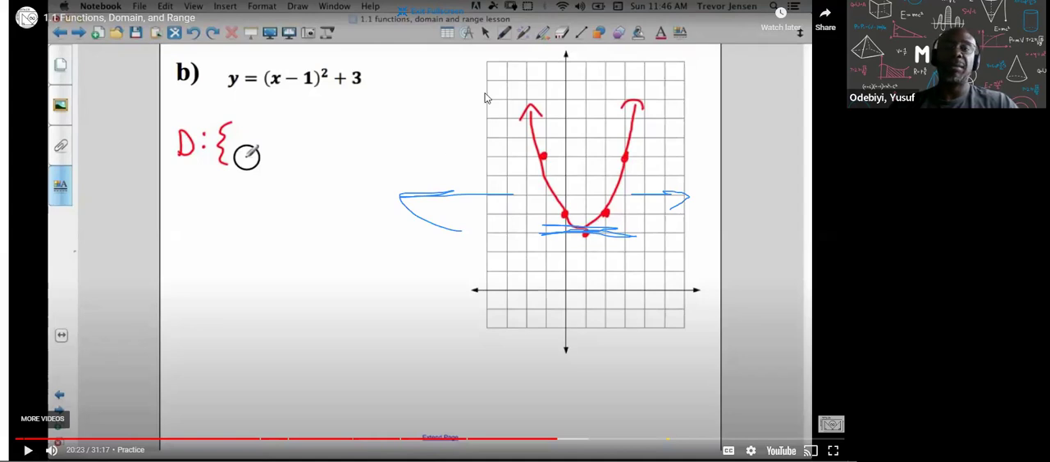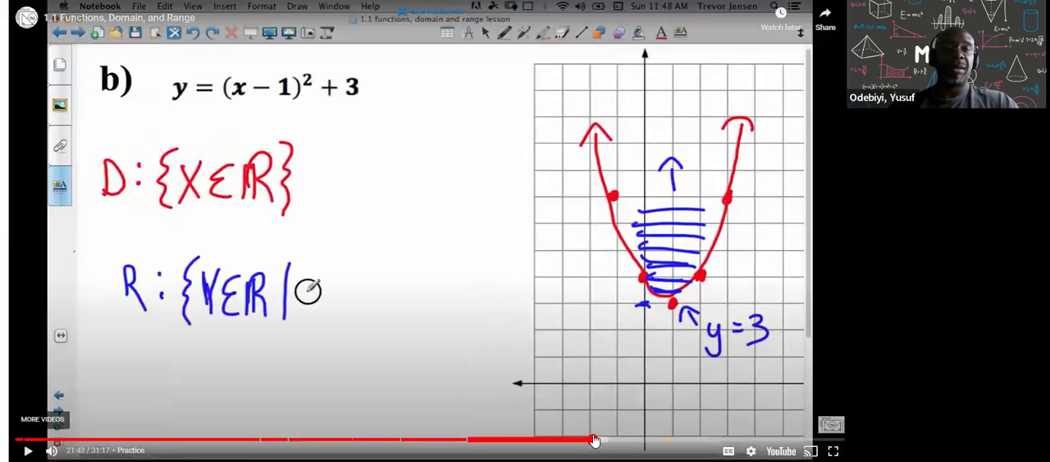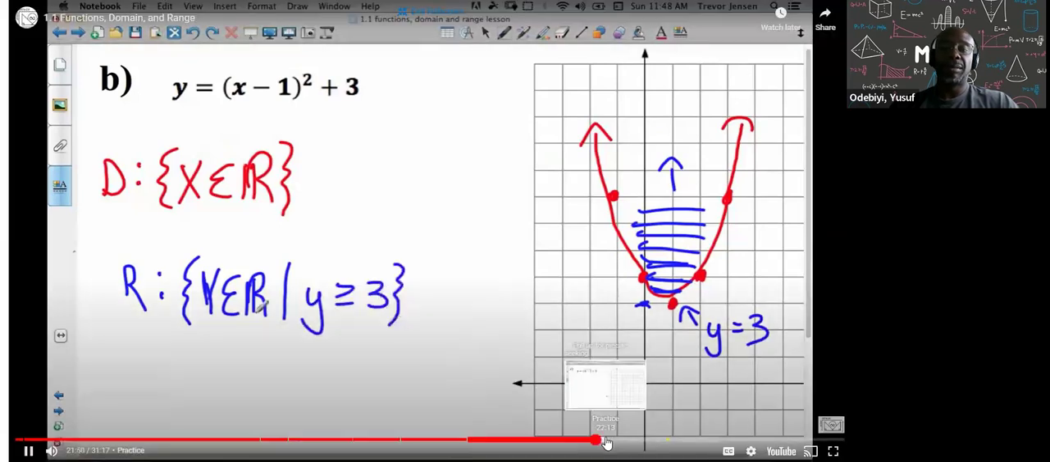There are no restrictions on x. x could be any real number. If I was going to continue this function forever, it would continue off infinitely to the left and to the right. So we know that. Fast forward that. And I said there's a restriction on the y: y must always be greater than or equal to 3. So what this means is y could be anything given that y is greater than or equal to 3.